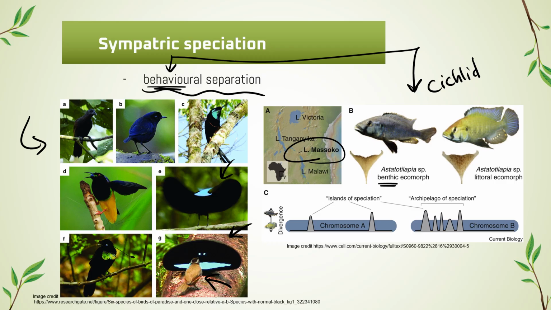This particular ecomorph is benthic. It prefers to feed in deeper waters. This one is littoral. It prefers to feed at the shore. Over time, adaptations that allowed for them to feed more effectively in those different environments, even though it's the same lake, led to speciation. And now we have these two different species of fish in the same lake.